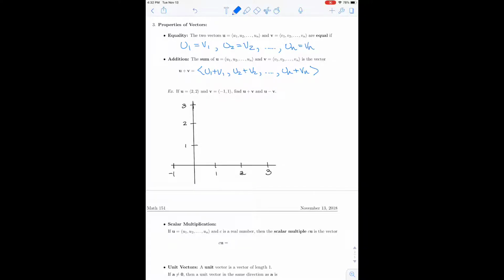Now we can picture the sum of two vectors in the plane or in 3 dimensions as follows. I'm going to plot the vector u, which is the vector ⟨2, 2⟩. And then I'm going to plot the vector v, which is ⟨-1, 1⟩.